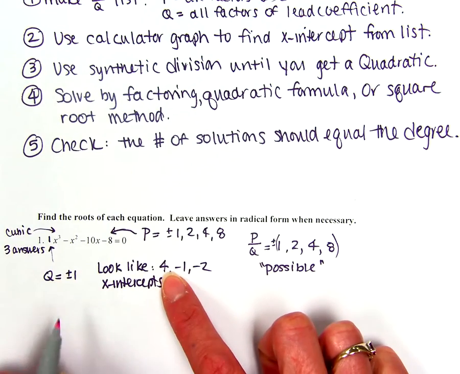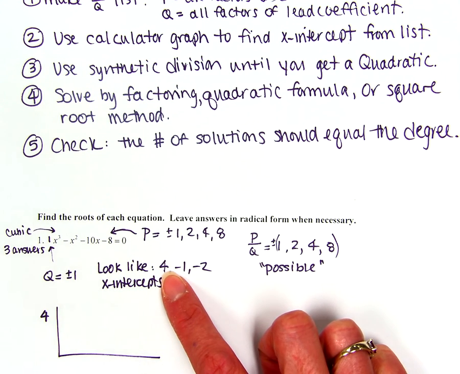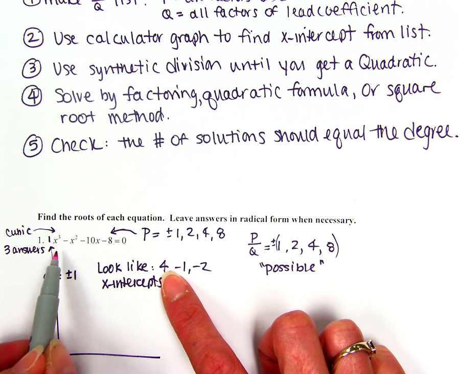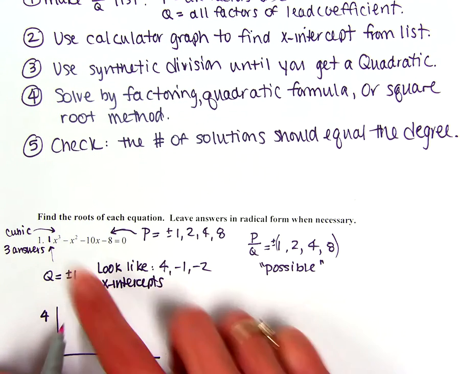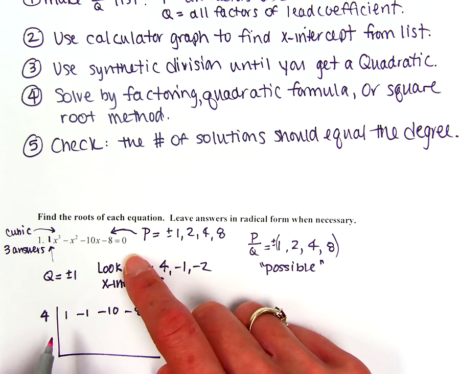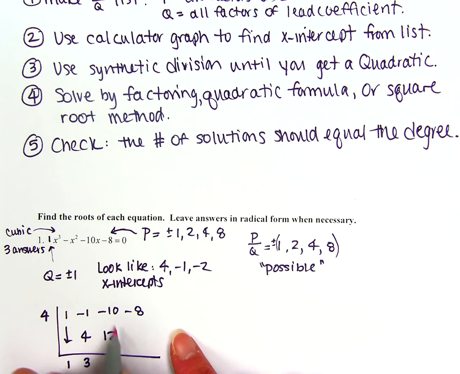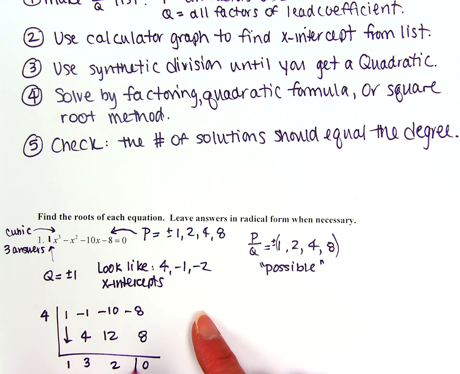So you're going to use synthetic division, which we did earlier in the chapter. So you put a 4 here. So you look at your coefficients. We got 1, negative 1, negative 10, and negative 8. Alright, and then I'm going to drop down the 1. 1 times 4 is 4. Add, I get 3. 4 times 3 is 12. Add, I get 2. And 4 times 2 is 8. And I add, and I should get 0.